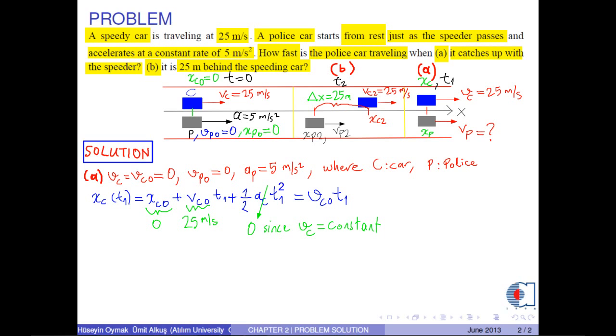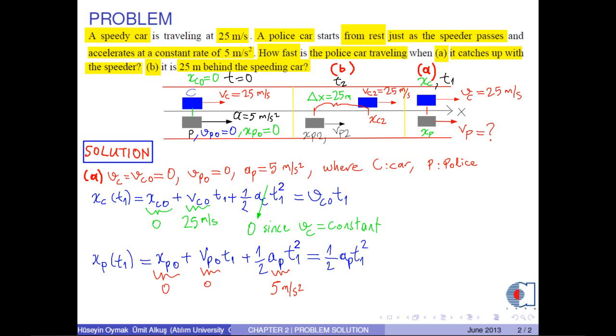In the same way, the position of the police at time t1 is found by this formula. We know that the initial position of the police is 0 and the initial velocity of the police is 0. So the result is 1/2 times AP times t1 squared.